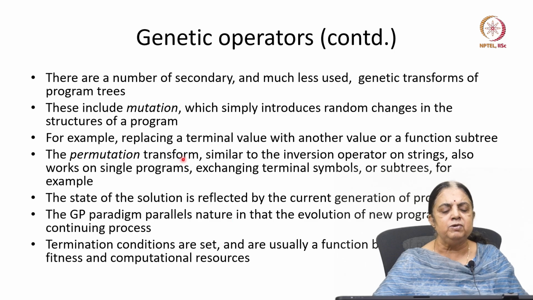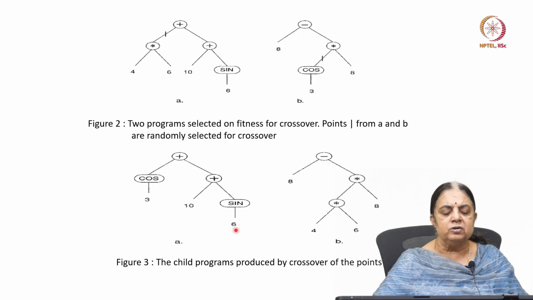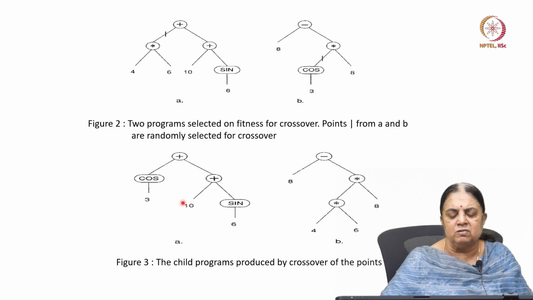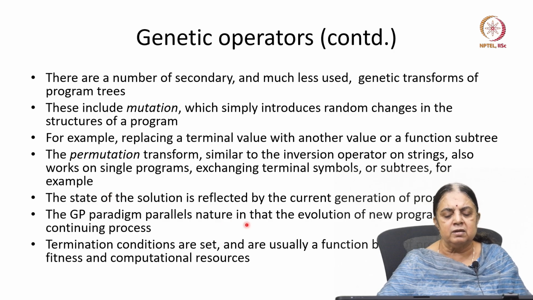The permutation transform, similar to the inversion, also works on a single program, exchanging terminal symbols or subtrees. So you can exchange this and this. You can exchange 10 and 6, put 6 here and 10 here, that type of thing. Or you can exchange functions also. You can put your sine here and cos here or whatever. So anything is possible when you come to mutation. You can do anything that is legally possible in your program.